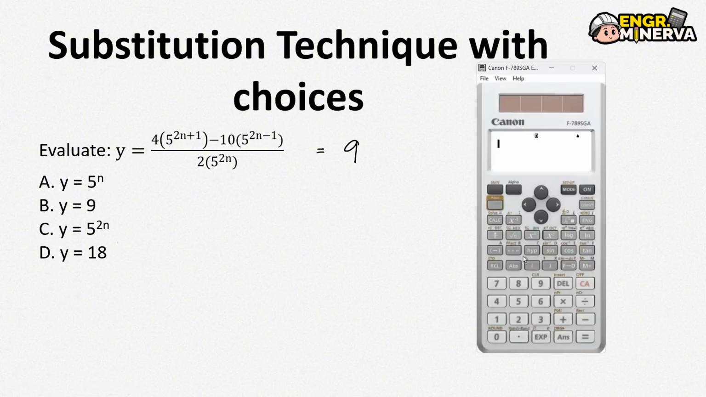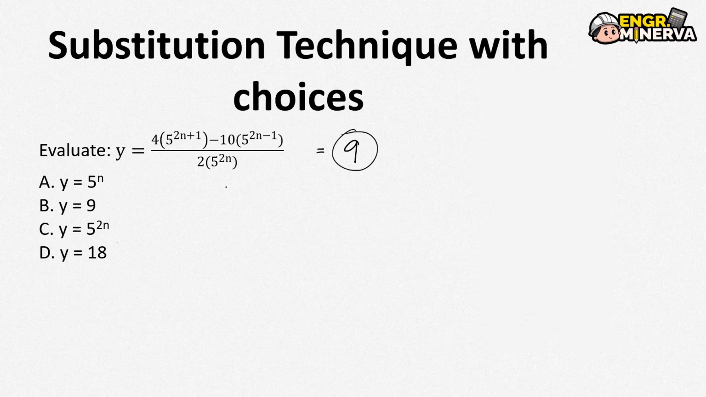Then we check the choices. Let's try letter A. It is 5 raised to x. Calc. That is not 9. I think we already have the answer: letter B. Let's just try letter C. Since we already have an answer, which is letter B, it is equal to 9. So that is how you use your calc or substitution technique.